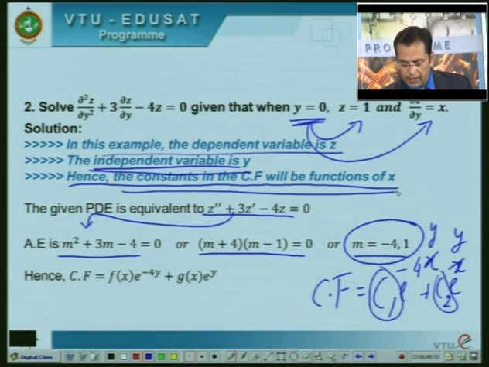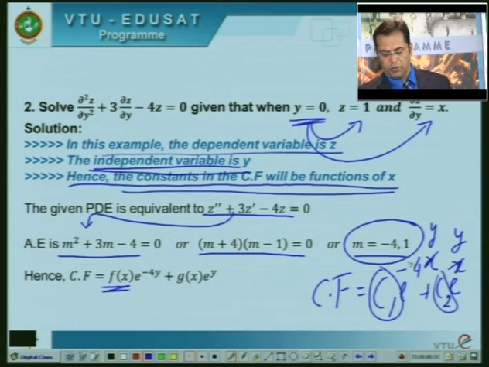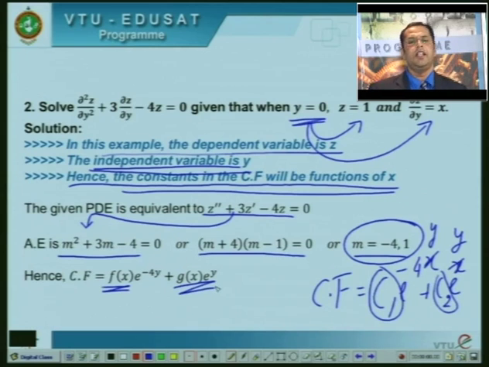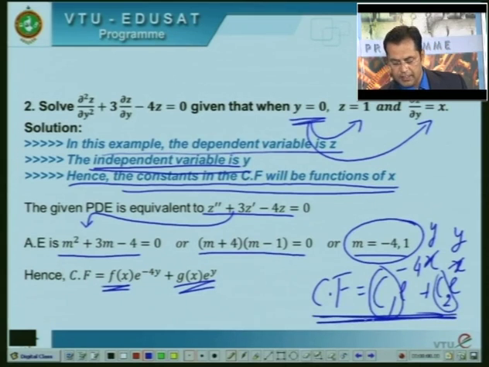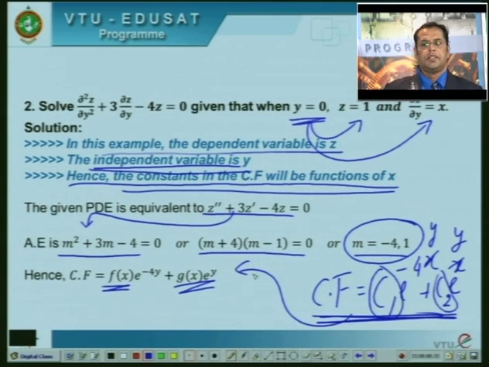So, what we do, instead of C1 you write f of x into e power minus 4y, do not write x. Remember that you should write only the independent variable in the CF, plus g of x into e power y. Is it clear friends? I have shown the equivalence here. Just rewrite the usual CF in terms of functions of x and in terms of the variable y.